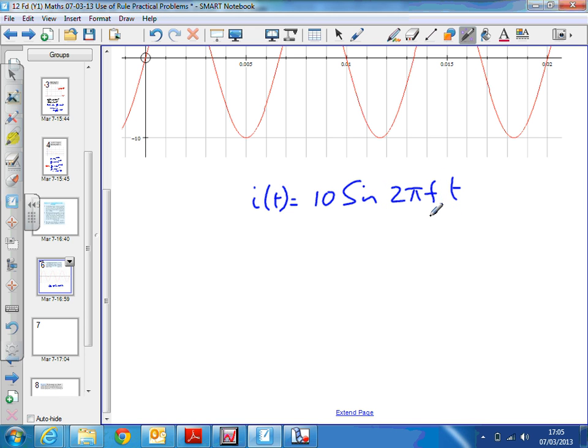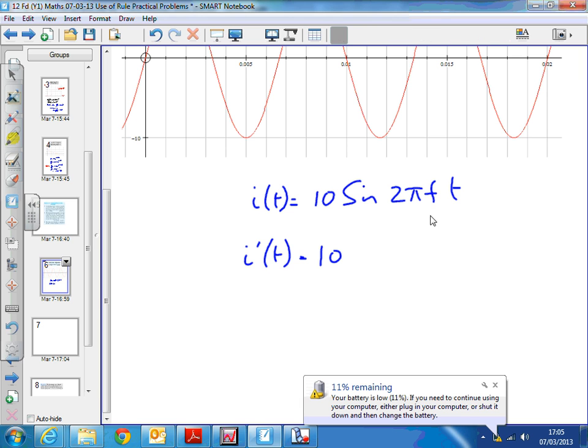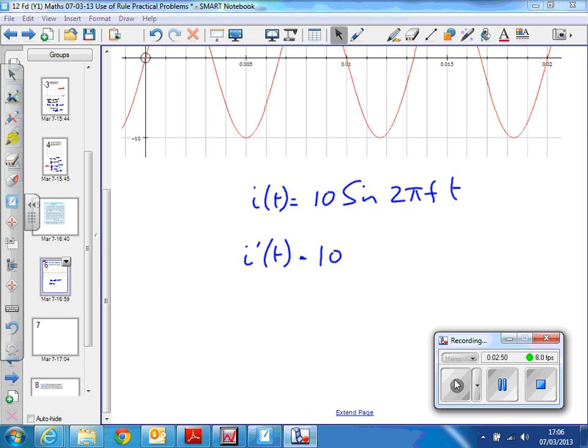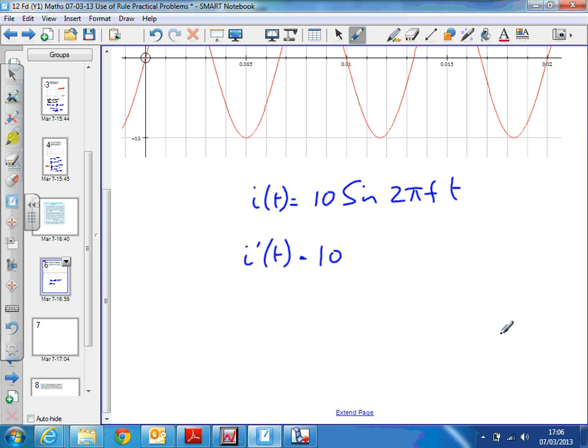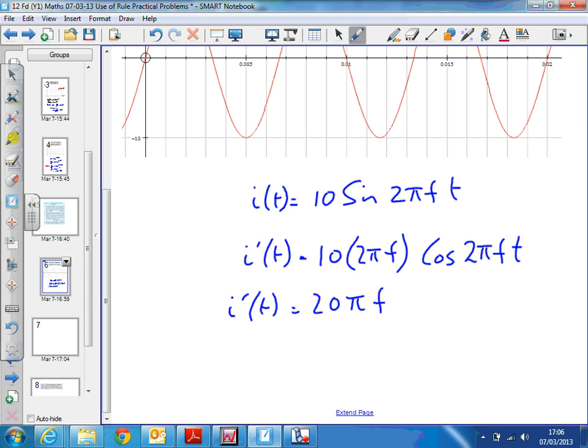If I'm going to differentiate this, all of this is going to come out and go in front. So when I differentiate it, I prime t is now going to equal 10, and we bring the 2 pi f out of the function. The sine changes to a cosine, and the rest stays exactly the same, okay? That's effectively what we're doing. So 10 times 2 is 20, and the differential function is 20 pi f times the cosine of 2 pi f t.